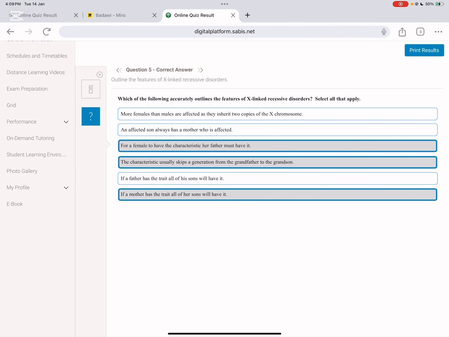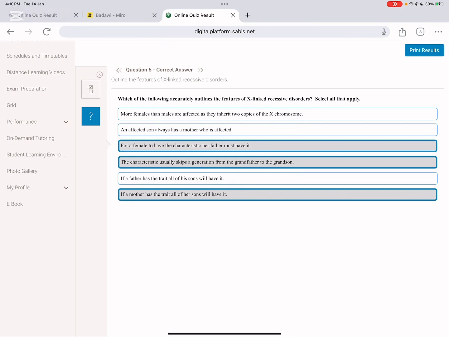An affected son always has a mother who is affected. It depends, we'll get back to it. For a female to have the characteristic, her father must have it. That is correct. The characteristic usually skips a generation from the grandfather to the grandson. Yes, it's because this characteristic can get lost if it's heterozygous. It's not dominant, especially if it's a recessive allele, it can die out. So that's why we say it skips a generation.